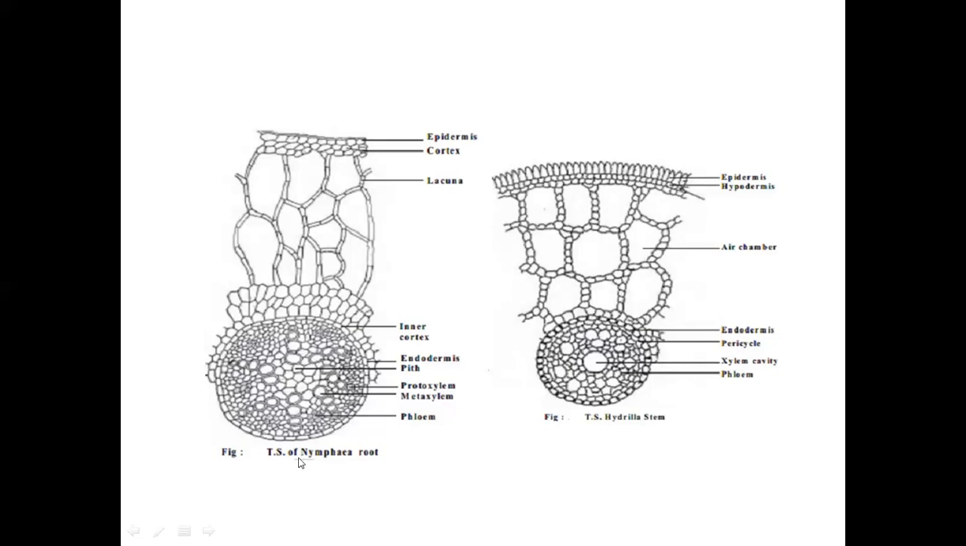So now we see the transverse section of the Nymphaea root, where we see the aerenchyma. There are a lot of air sacs, air chambers, and xylem is underdeveloped. And this is the transverse section of the Hydrilla stem. Here also we see epidermis, hypodermis, and this is all aerenchyma, which consists of the air chambers, which allow the storage of oxygen for respiration. And here also xylem is underdeveloped.